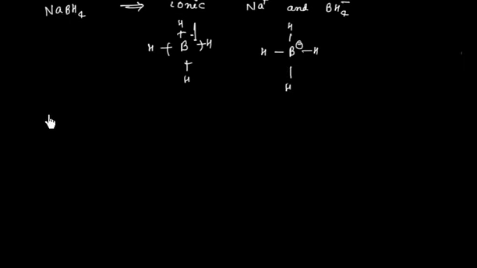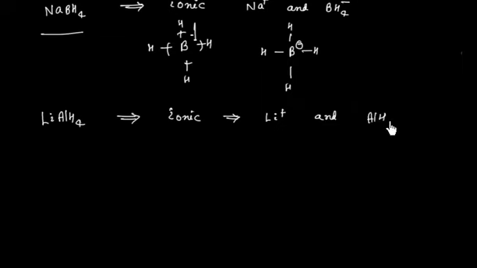This molecule is called sodium borohydride. Similarly, we have lithium aluminium hydride. This molecule can also be treated as somewhat ionic because it is not 100% ionic, but we can treat it as ionic, and in this case it is made up of Li plus and AlH4 minus. Are you getting or not? So this is basically made up of Li plus and AlH4 minus.